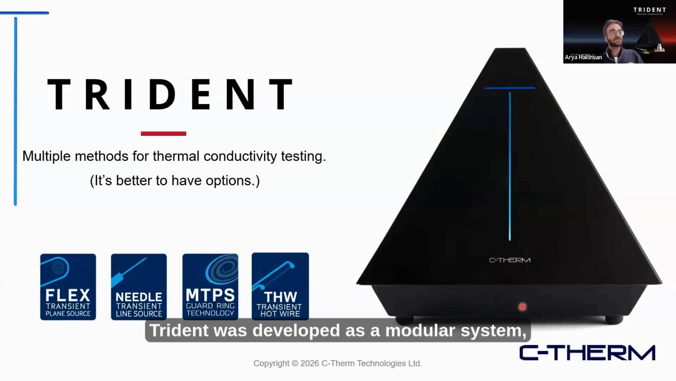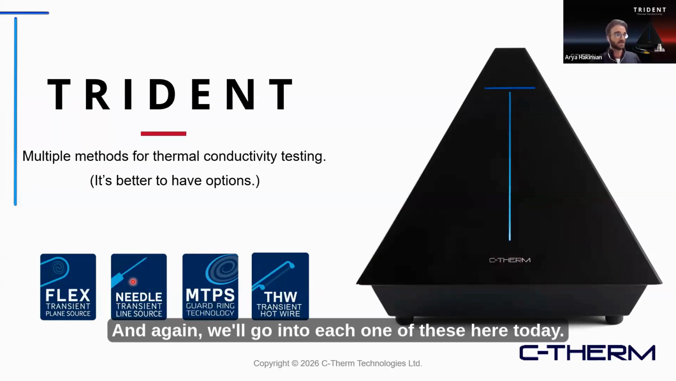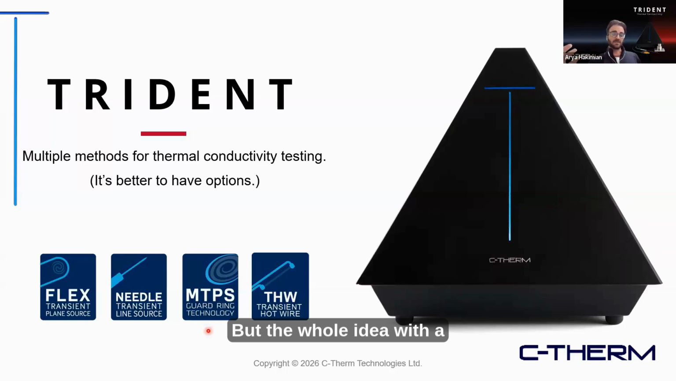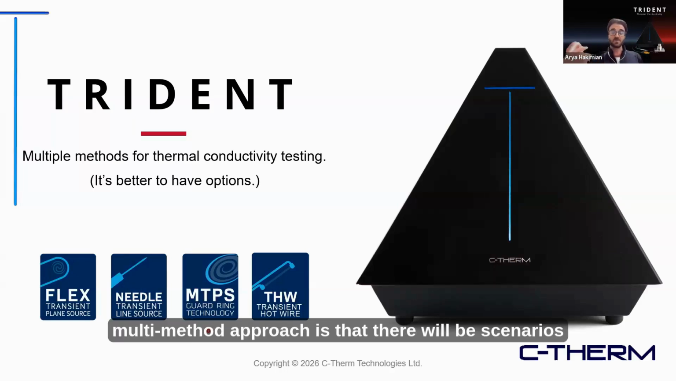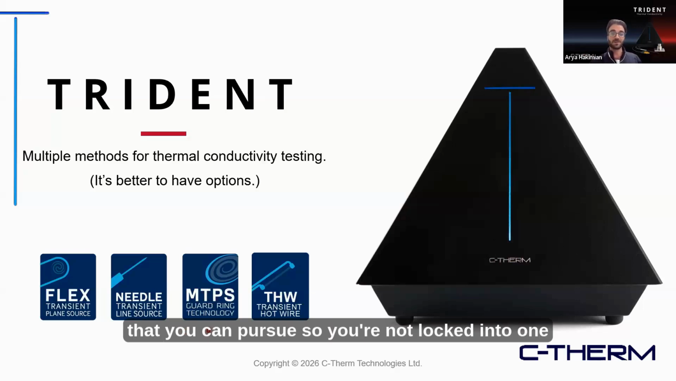So to introduce our Trident platform, this is C-Therm's core instrument. Trident was developed as a modular system, and brings together 4 different methods for thermal conductivity. Again, we'll go into each one of these here today. The whole idea with a multi-method approach is that there will be scenarios where more than one method is appropriate for a given sample or test condition, but there will be others where selecting one that is really designed for the task at hand can be quite important. So with Trident, you have this multi-method avenue that you can pursue, so you're not locked into one singular approach and trying to make everything fit.